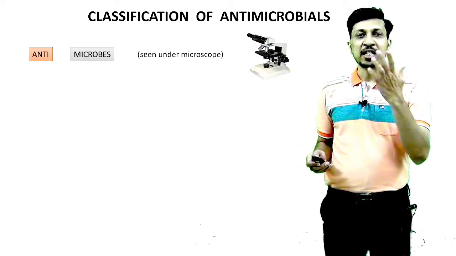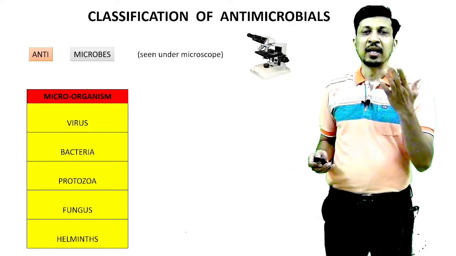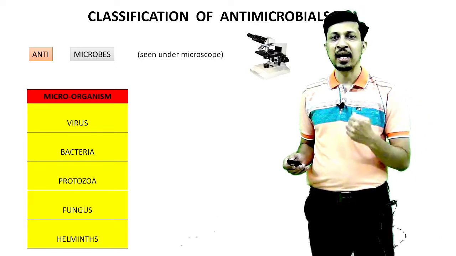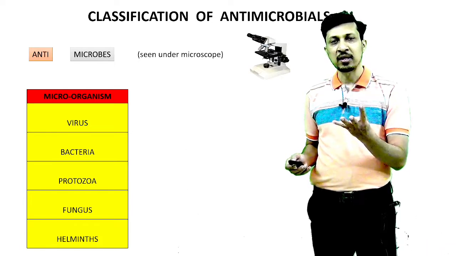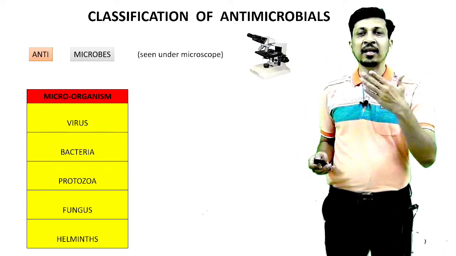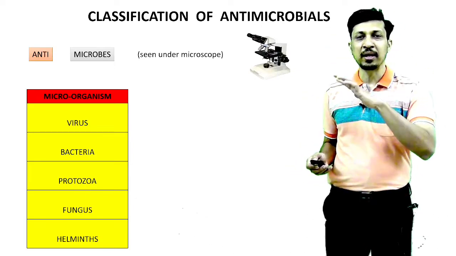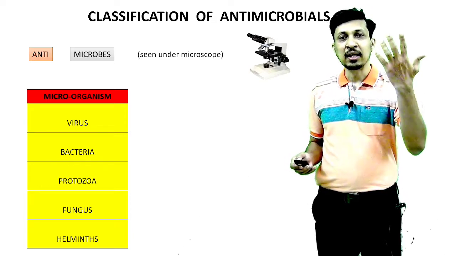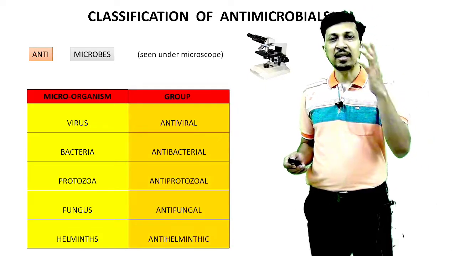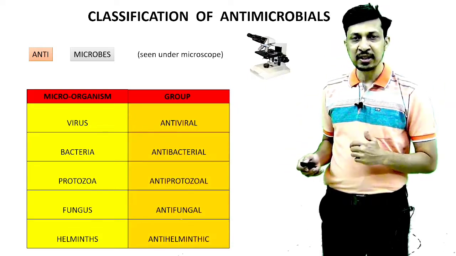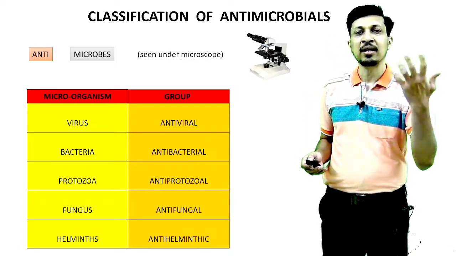So friends, as we all know, there are 5 types of microbial agents that cause infection in our body, and they are: first is virus, then bacteria, then protozoa, then fungus, and the last are helminths. And the drugs that act against these microorganisms are called antimicrobial agents. According to the name of each microbe, the drugs are named respectively, like drugs acting against the virus are called antiviral agents, drugs acting against the bacteria are called antibacterial drugs, and so on.